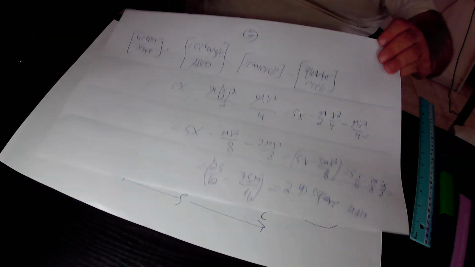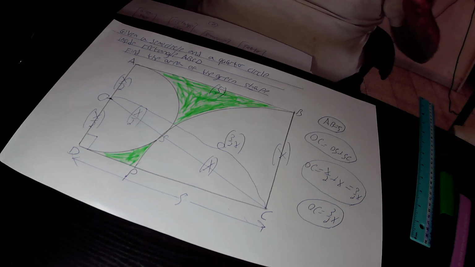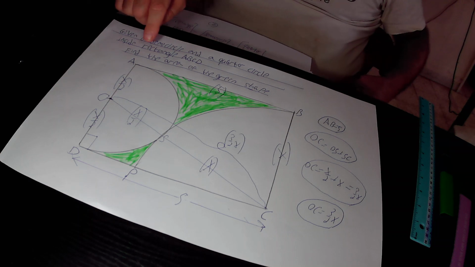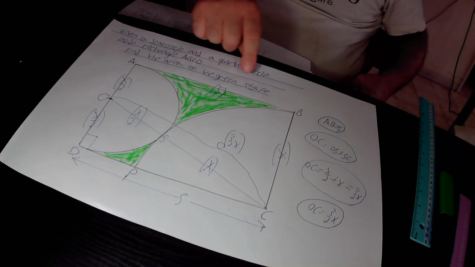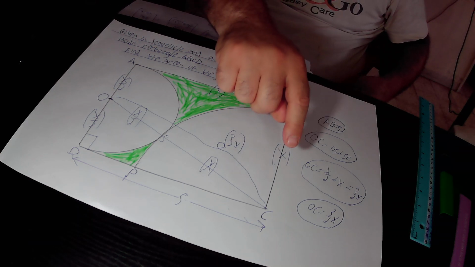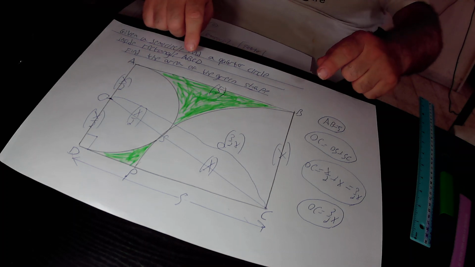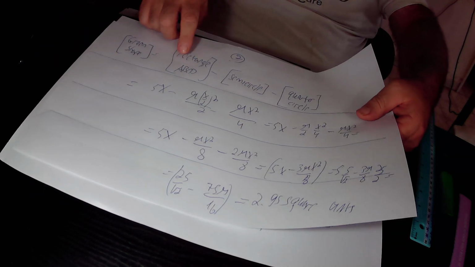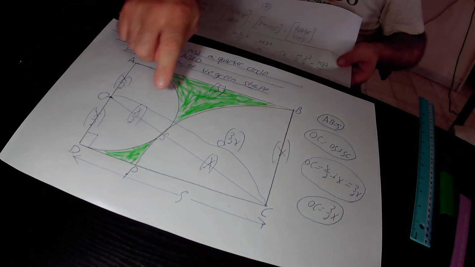So what is the area of rectangle ABCD? The area of any rectangle equals the length of the rectangle times the width. The length of rectangle ABCD is AB, that is 5, the width is BC, that is x. So in total, the area of rectangle ABCD equals 5x. So again, the area of the green shape equals 5x minus the area of this semicircle.